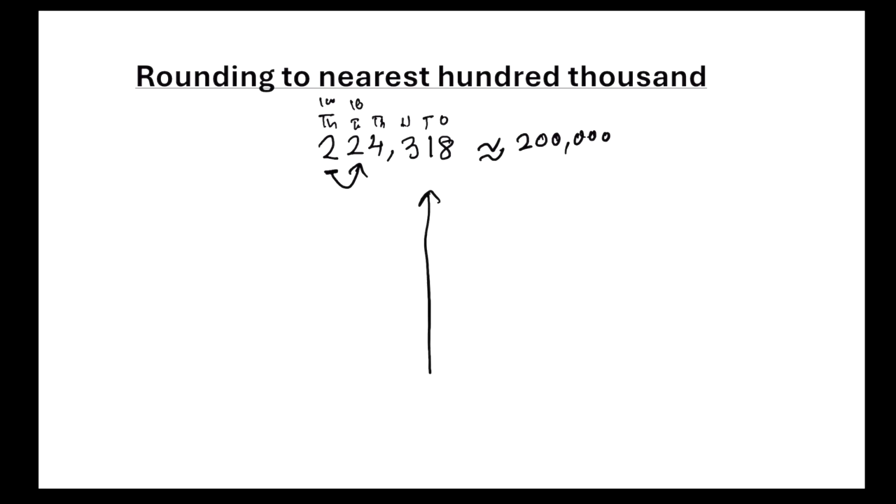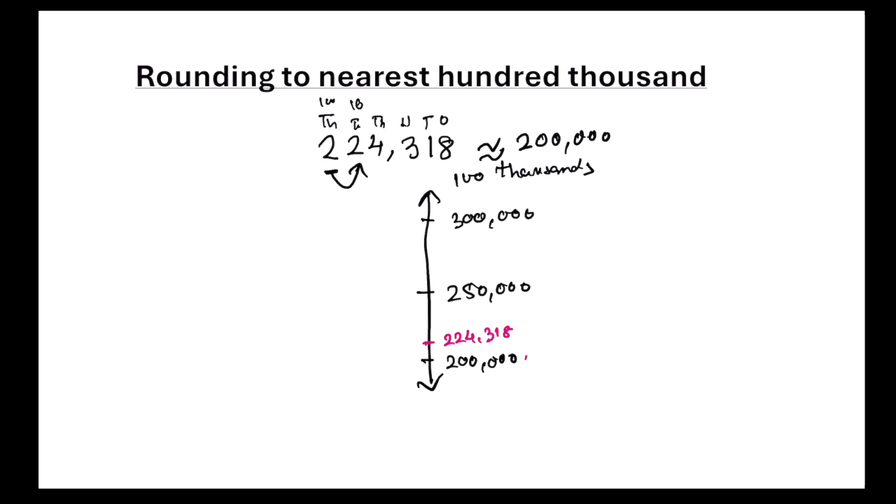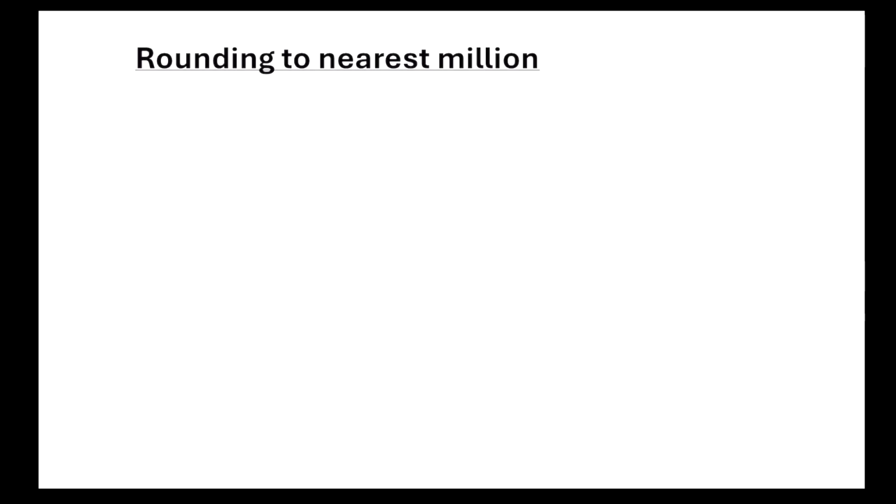Let's do it on a number line. We are doing 100,000. This is 200,000. Next is 300,000. In between, 250,000. Let's put the number 224,318 here somewhere. 224,318. So the nearest 100,000 will be 200,000. Now we are rounding to the nearest million.